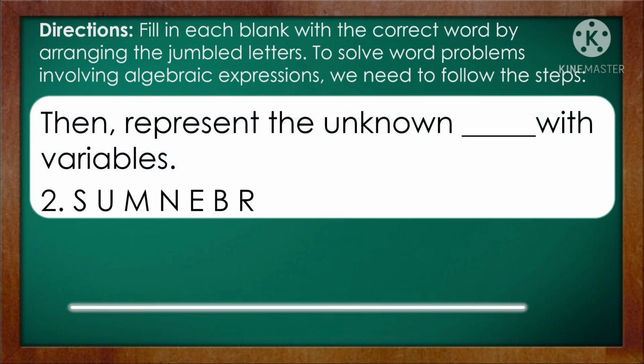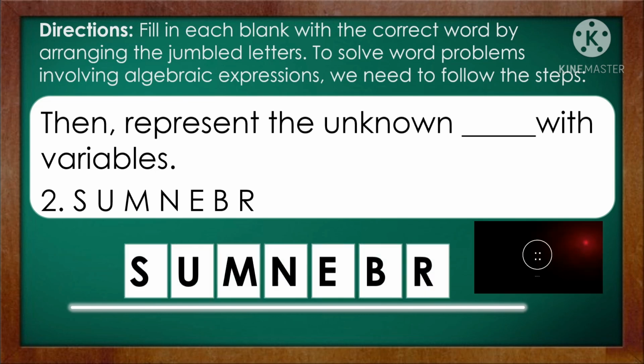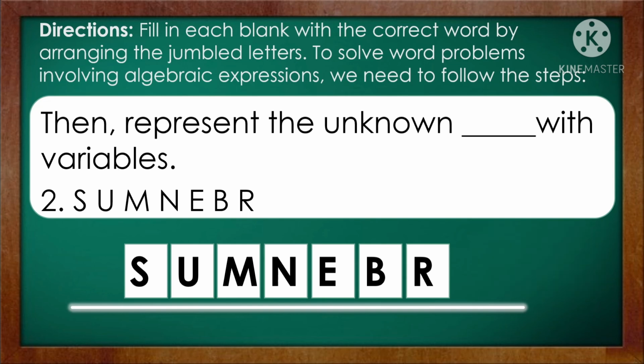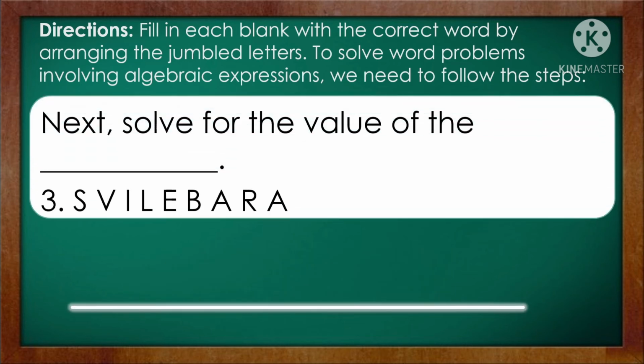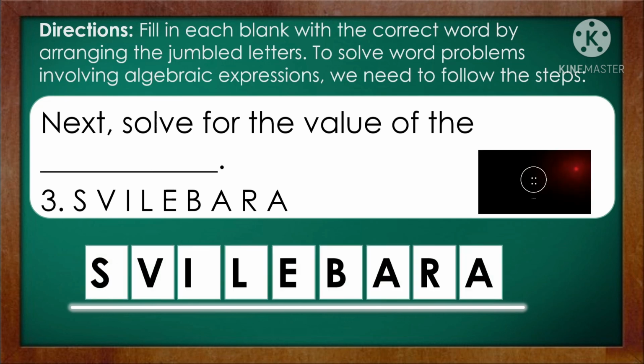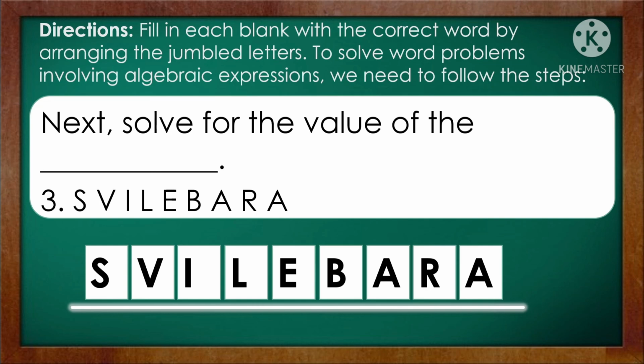Then, represent the unknown blank with variables. Again, you have 3 seconds to answer. Can you guess the word? That's right. The word is numbers. Next, solve for the value of the blank. You have 3 seconds to answer. That's correct. The word is variables.